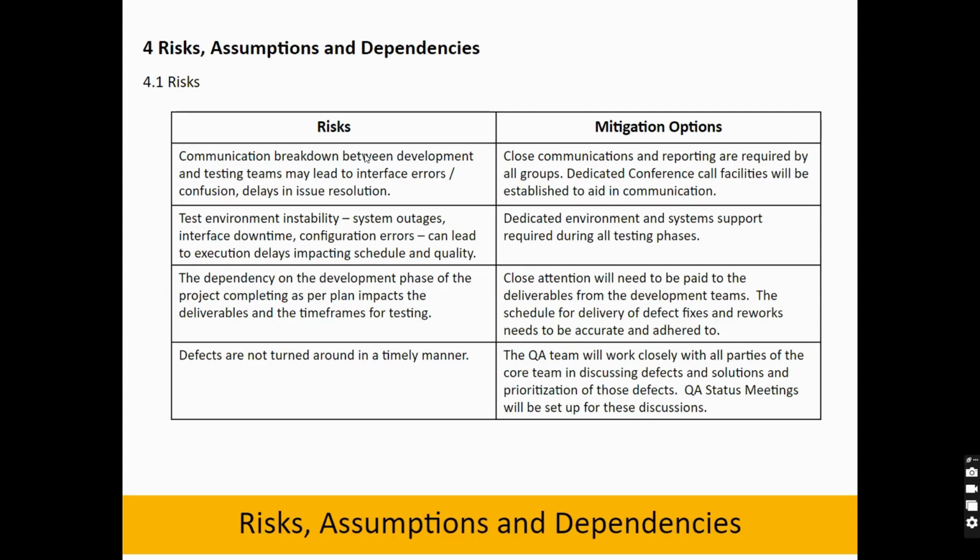Always, communication between the development and testing team may lead to different errors, confusions or delays. If we have scrum calls every day, this problem can be identified. So that is my mitigation: daily stand-up calls are required. The risk is that there could be a communication gap between testers, BAs and developers. So these are the different risks and these are the mitigations.